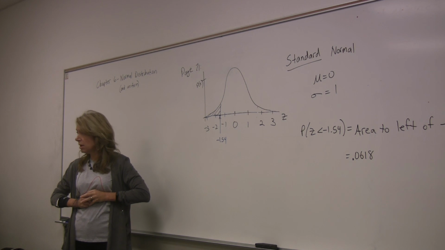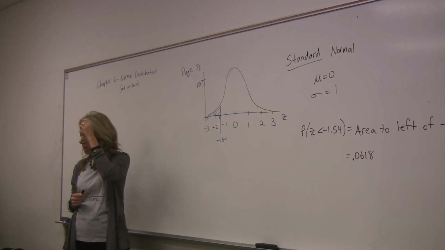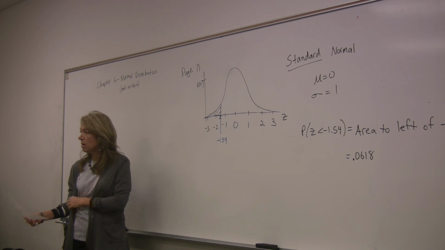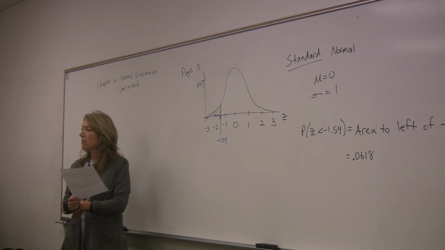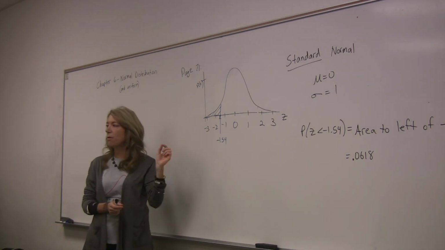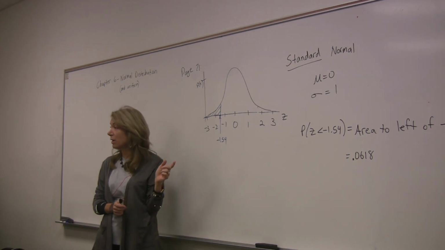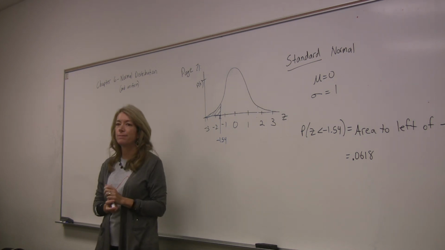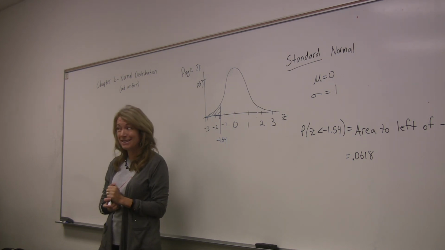No questions? Yes? There's another problem that shows that the z-score is less than negative 1.54. What if the z-score is exactly negative 1.54? Ah, good question. So he says if it's less than, we can do that. But what if it's exactly negative 1.54? It turns out that that probability is 0, which makes no sense.